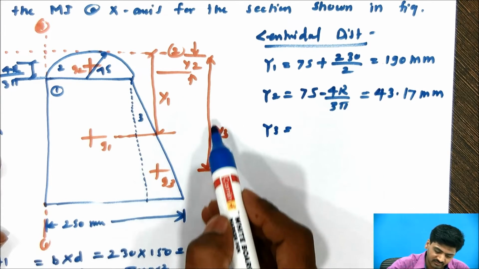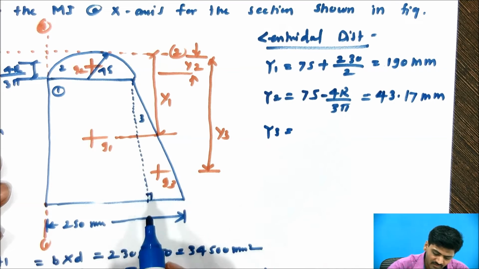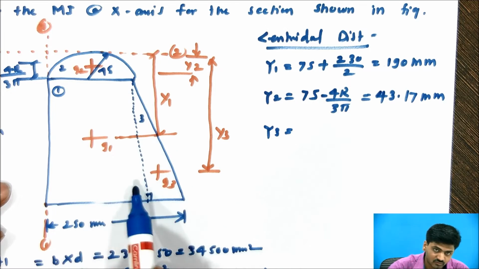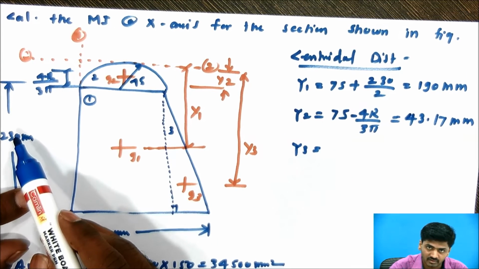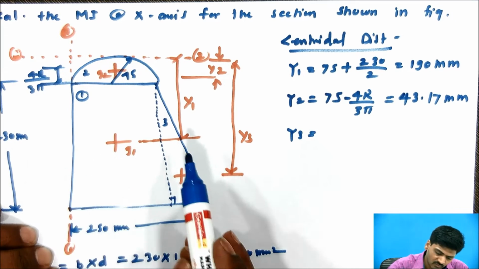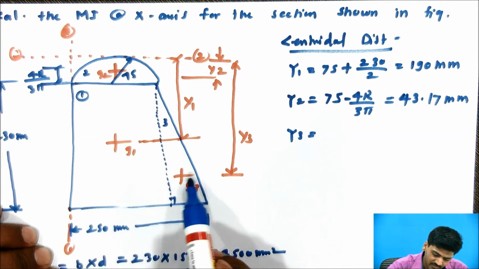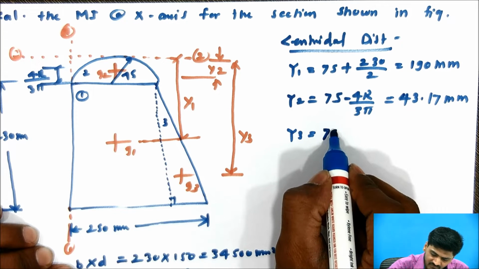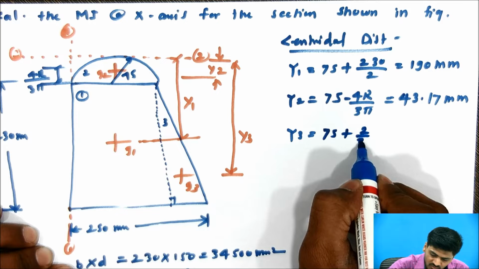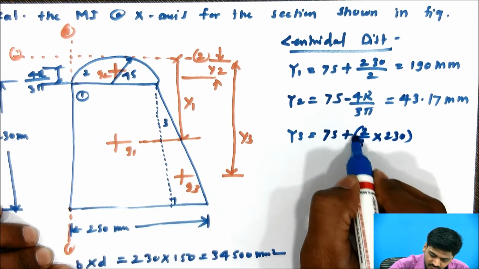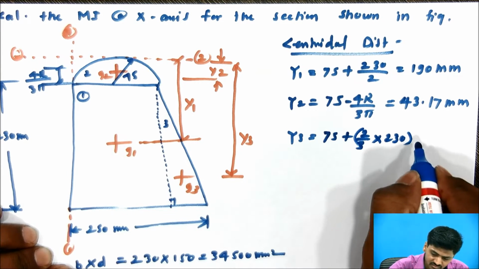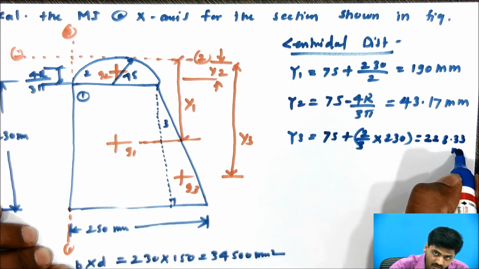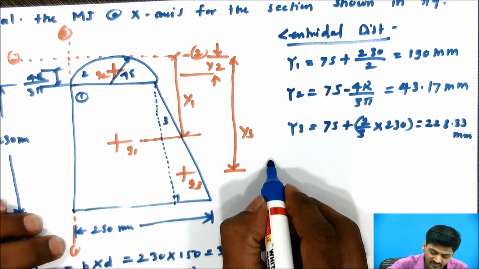And the last one, this is your y3. How to calculate y3? So this is the base, this is the toe. From toe, this is 2/3 of the span. Span is 230. So the 230 already they have given. Right. So now 2/3 of the span, so up to here you will get the distance, plus 75. So 75 plus 2/3 of the span. Span is 230. So you will get the value 228.33 mm.